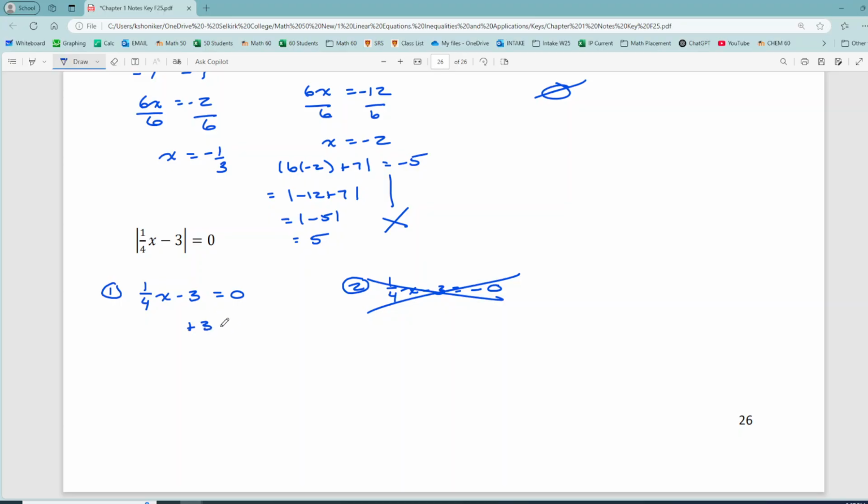There's only one solution. So I'm going to add 3 to both sides. I get 1/4 x is equal to 3. To get x by itself, this is dividing by 4, so I'm going to multiply both sides by 4. And I end up with x is equal to 12. And again, if I plug this in, a quarter of 12 is 3. 3 minus 3 is 0. It made the equation true. And that's it. That's your special cases.